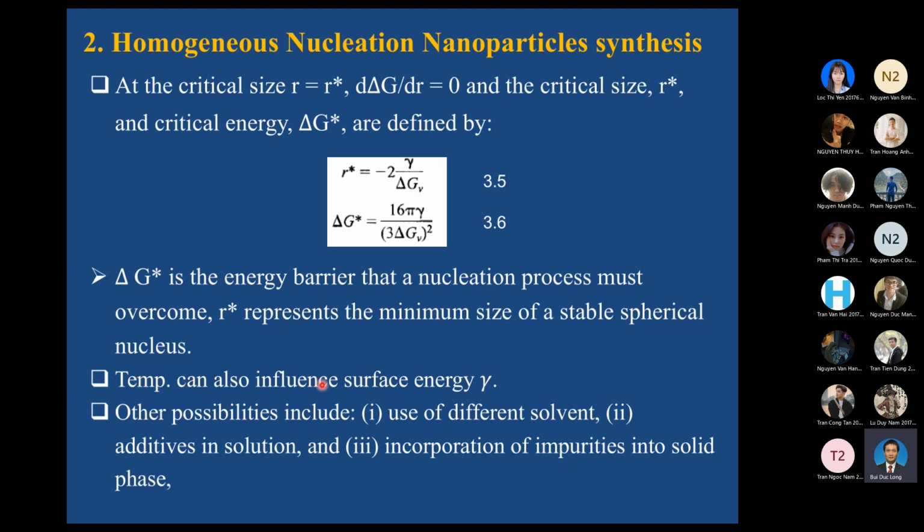Temperature also can influence the surface energy gamma. Other possibilities include using a different solvent, adding additives or solutes to the solution, and the third one is reducing the surface energy by incorporation of impurity into the solid phase. So these are other methods we can use to reduce the energy.